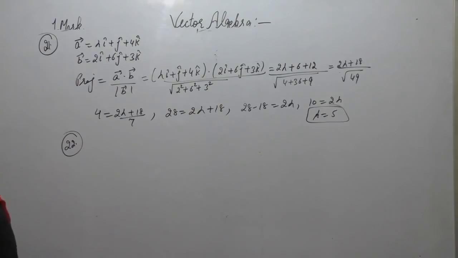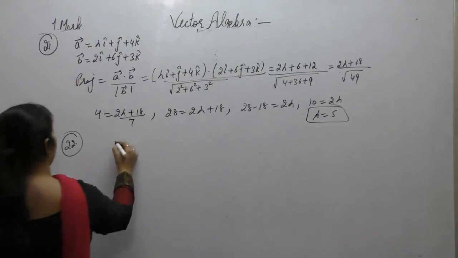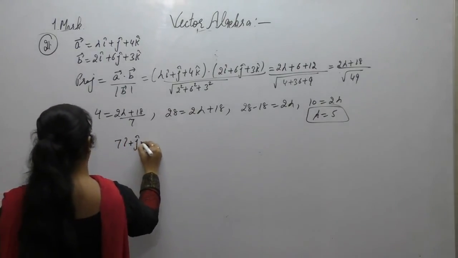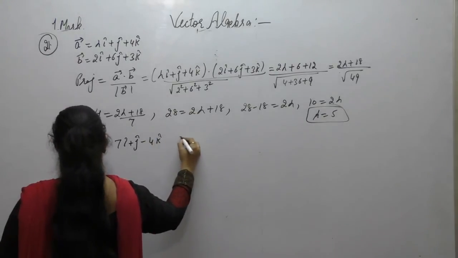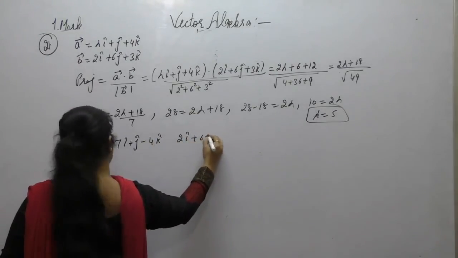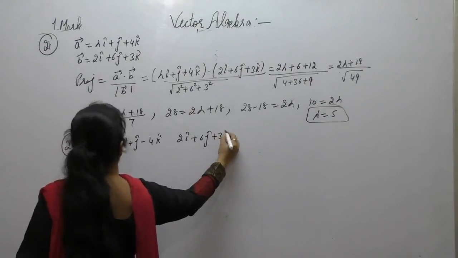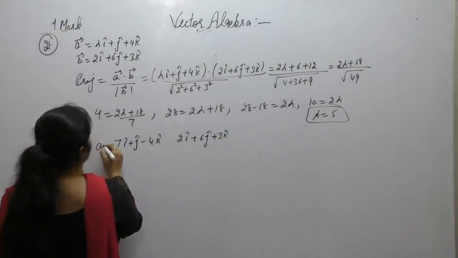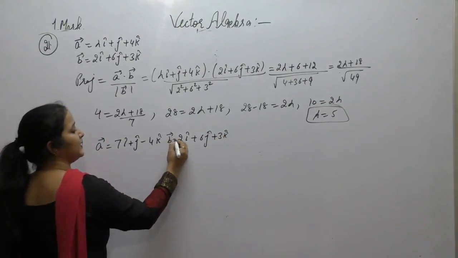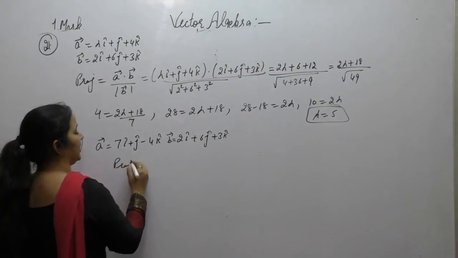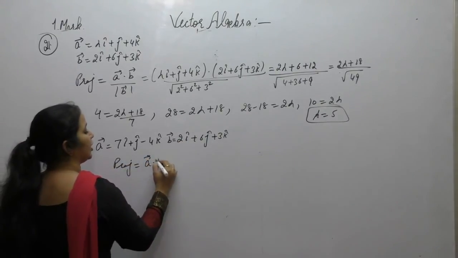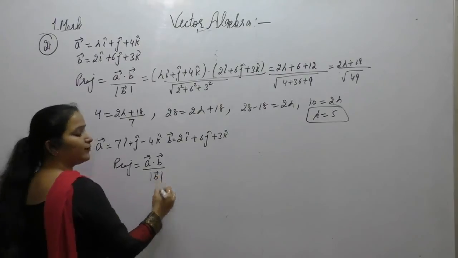Now next one. Write the projection of vector 7i + j - 4k cap on vector 2i + 6j + 3k cap. Let this vector be A vector and this vector be B vector. Now the projection of A on B is A dot B upon magnitude of B.